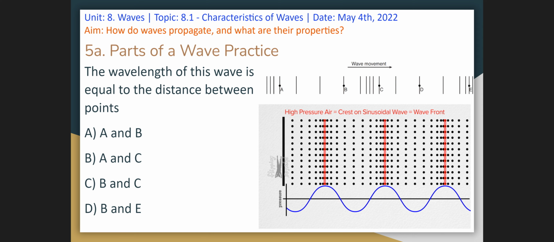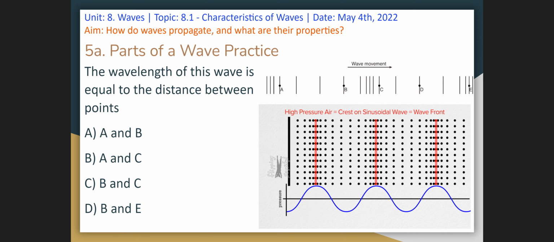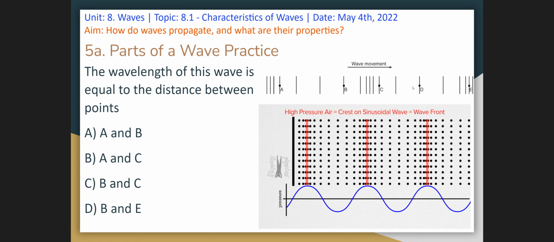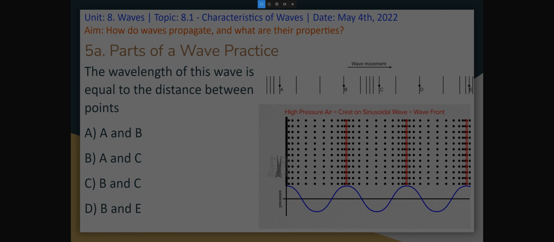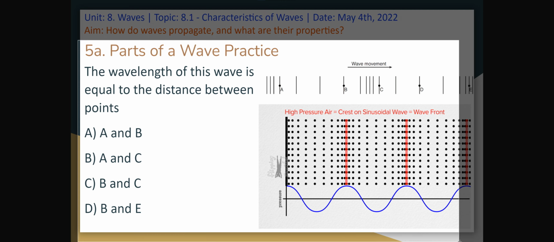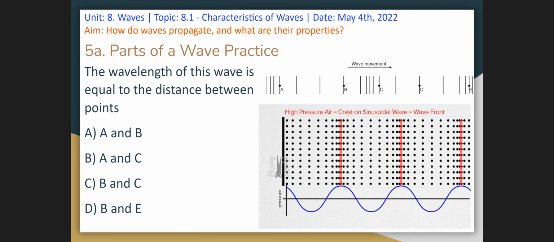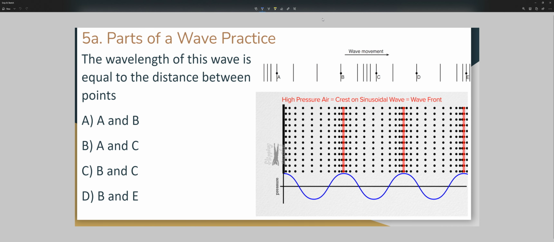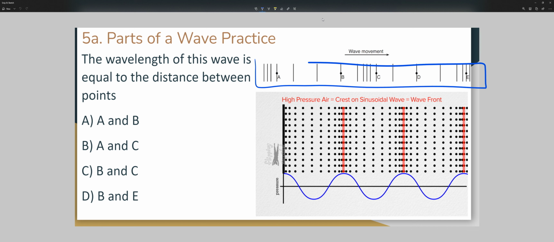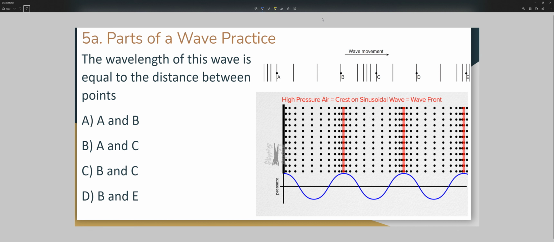So parts of a wave, let's do this practice. Is the wavelength of the waves equal to the distance between which 2 points? Now let's think about it. It's rather simple once you take a look at it. I gave you the GIF as a way to visualize what this diagram is saying, and we're going to focus on this diagram up here. It might be difficult to figure out what this diagram means. This diagram is showing you a longitudinal wave.